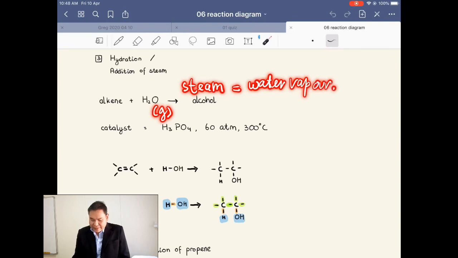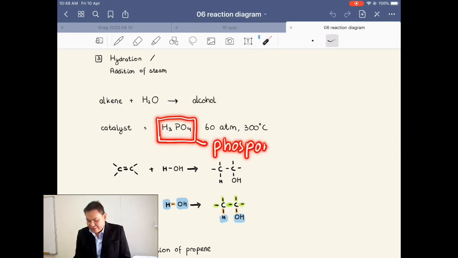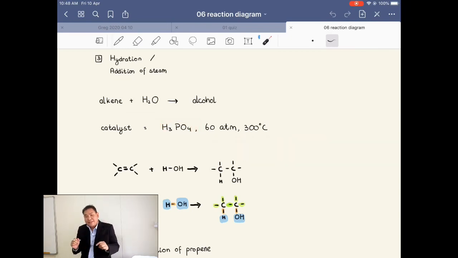The catalyst is H3PO4, also called phosphoric acid. Temperature is 300 degrees Celsius. Pressure is 60 atm. You must memorize that catalyst, it will come out in O level.